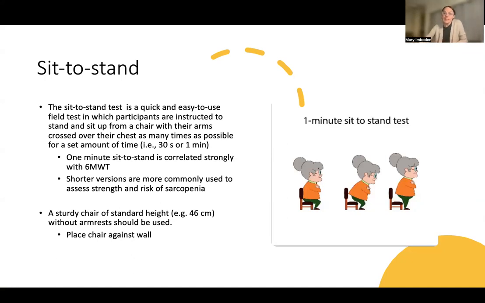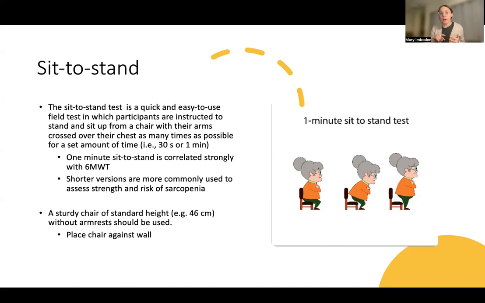And the 1 minute sit to stand is going to be correlated strongly with 6-minute walk test. So a lot of times the 1 minute sit to stand is used to predict VO2 max, whereas the shorter version, like the 30-second sit to stand, is more commonly used to assess frailty. So assessing strength, risk of sarcopenia.